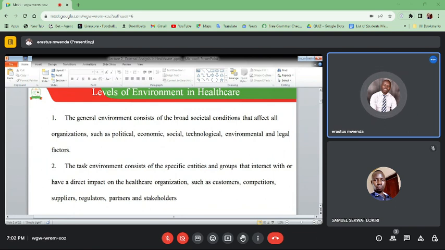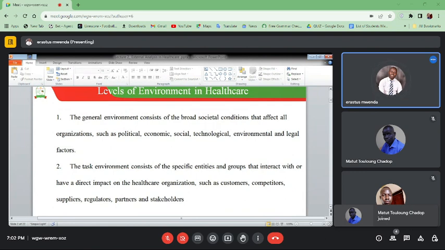We also have economic aspects, social cultural issues, religion, beliefs of the community that we intend to serve, technological issues, environmental and legal factors. When you talk about legal factors, for example, it could be around licensing, licensing boards that are supposed to oversee healthcare activities, and also we could have public health laws that are meant to be enforced for us as healthcare organizations to be operating in the right environment.